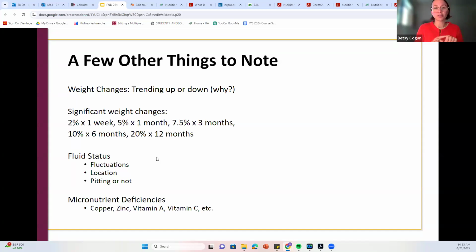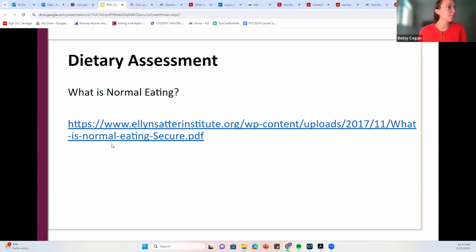We can also look for evidence of edema or fluid pooling, right? So is it pitting or not? This is something we'll practice with the nutrition focused physical exam, but that can also give us an idea on fluid status. And then from labs, we can glean deficiencies, and other deficiency symptoms that we will discover through the nutrition focused physical exam. Are there deficiencies at play, right?